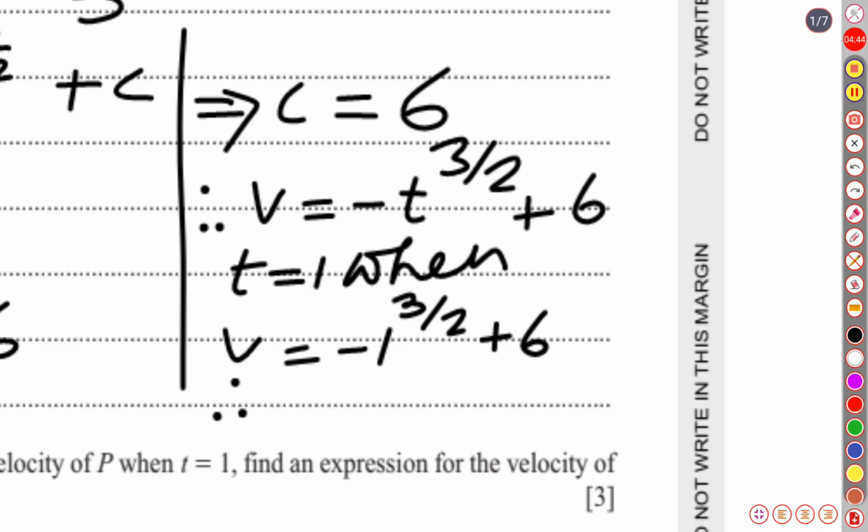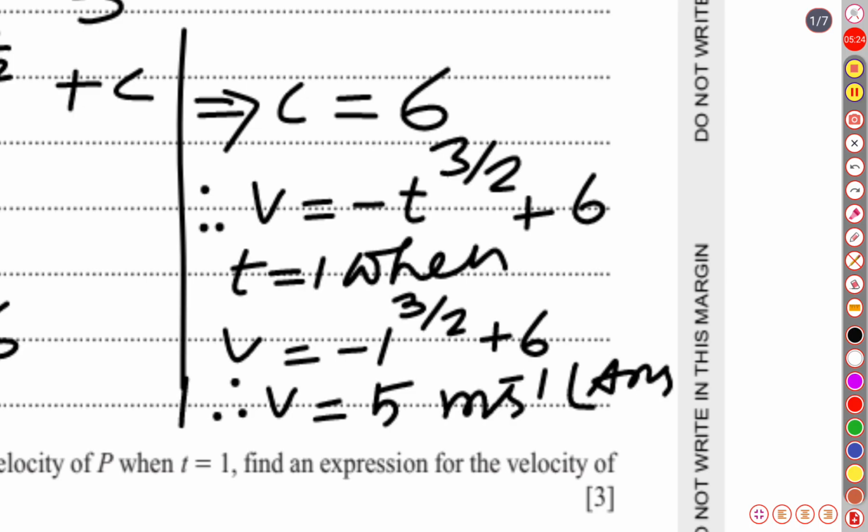Hence our final velocity is going to be, look, the exponent of 1 is 3 over 2, which means it is cube. Whatever the exponent on 1, it must result in 1. So 1 raised to something is 1, so negative 1 plus 6 means 5 meters per second. That is what the final answer is.